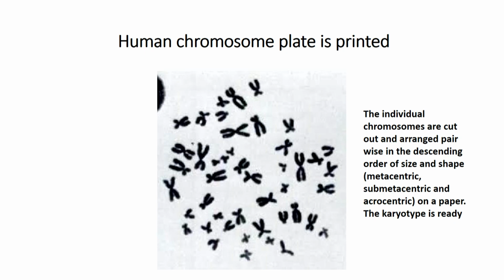As shown in the first picture, I am showing the same picture again. This is a human chromosome plate. Now a photograph is taken. After taking the photograph, these chromosomes are cut with the help of scissors like this, one by one. These chromosomes are cut.